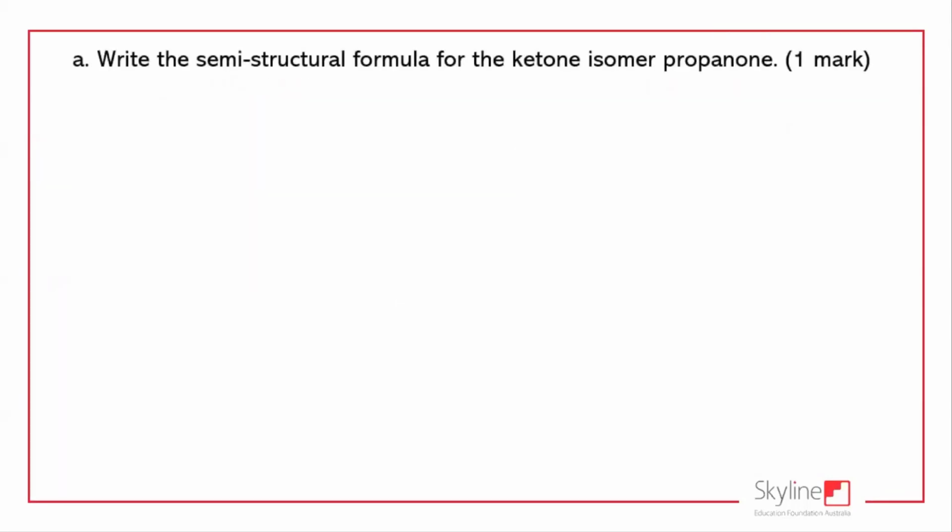Okay. So write the semi-structural formula for the ketone isomer. Simple enough. Propanone is this, and it's a ketone, so the double bond to O is in the middle. So CH3, CO, CH3. Easy enough. 1 mark there, quite simply.